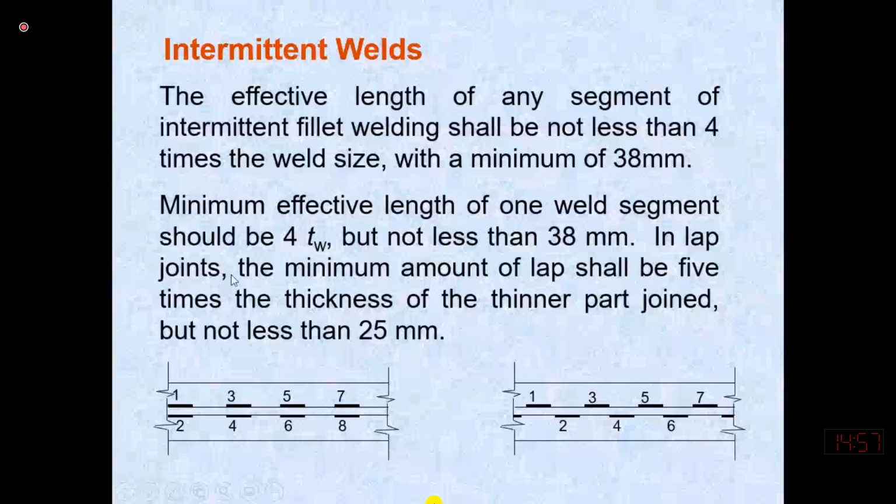In a lap joint, the minimum amount of the lap shall be 5 times the thickness of the thinner plate, we have already discussed. Lap should be at least 5 times the thickness of the thinner plate.